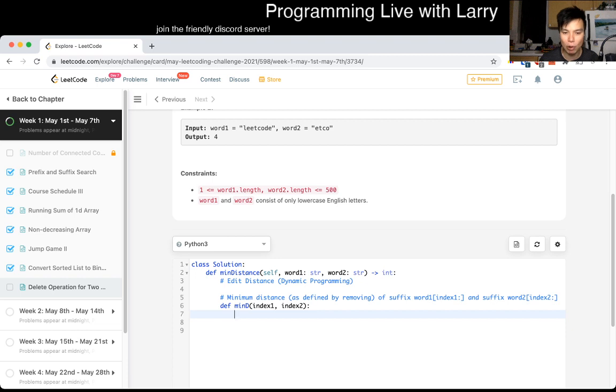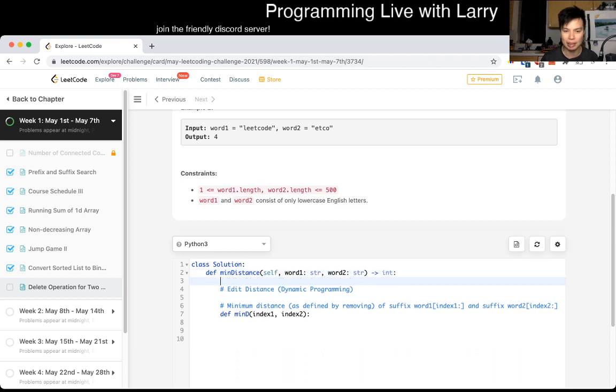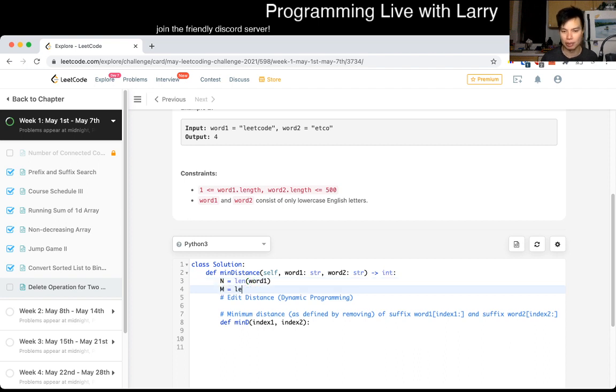And here you can see that the complexity is O of n squared, or n times m, depending on whether you want to separate out the lengths. So let's actually set that up real quick. n is the length of word 1, and m is equal to the length of word 2.